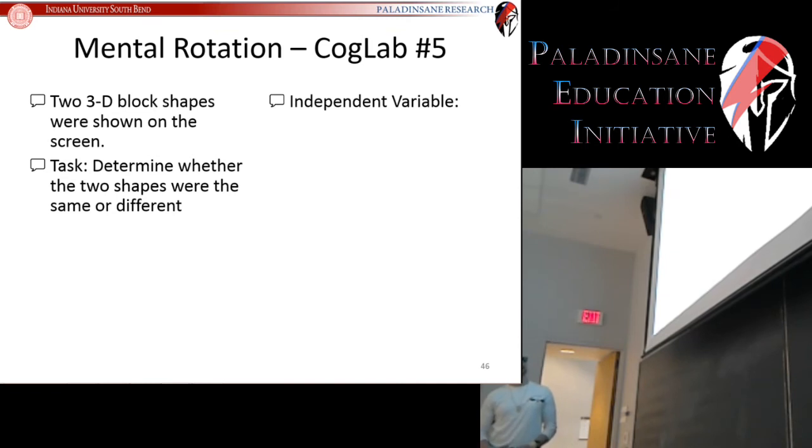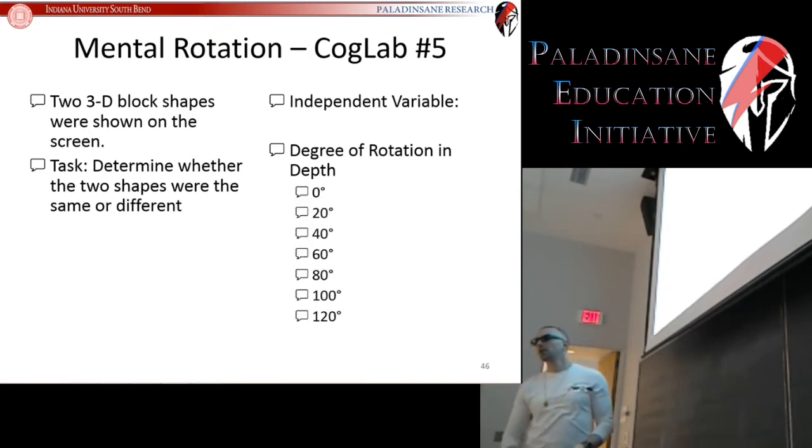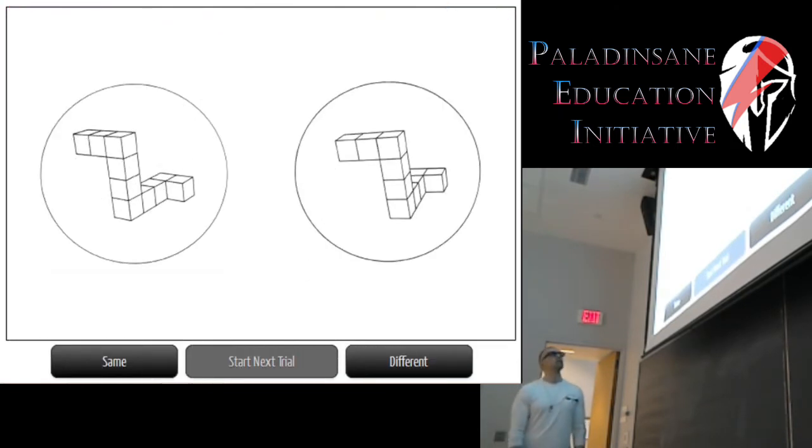And the independent variable that you had was the degree of rotation in depth. So these two images could be either rotated not at all, so they were exactly in the same amount of rotation, or they could have 20 degrees of difference, 40 degrees of difference, 60 degrees of difference, all the way up to 120 degrees of difference. And your task was to just take a look at those and say, yes, those are the same, no, they're different. So this is an example of two objects here where they are exactly the same. So this would be an indication of two that are the same.